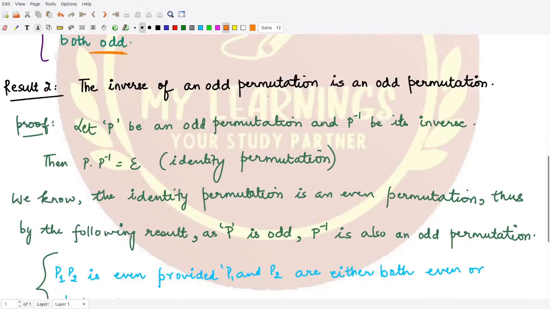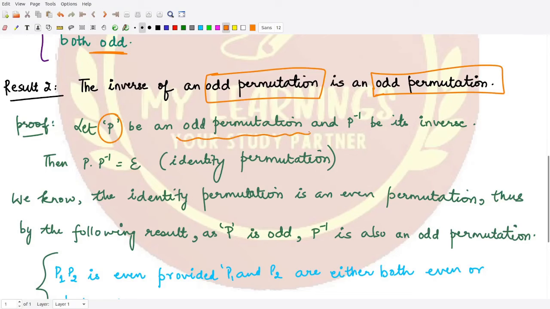It tells us that the inverse of an odd permutation is an odd permutation. The proof here is also very simple. We assume P to be an odd permutation, and we have to prove that P inverse, P raised to power minus 1, which is the inverse of this permutation P, is also odd. Because P raised to power minus 1 is the inverse of P, when we compose P with P inverse, we would have the identity permutation, and we already know the identity permutation is even in nature.